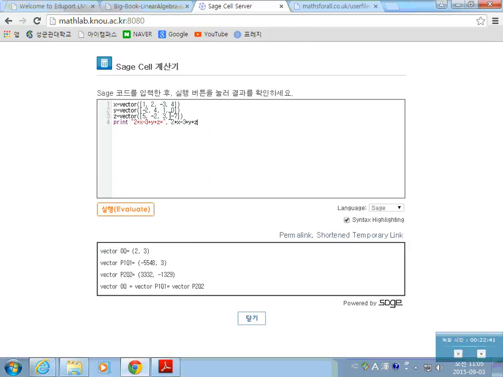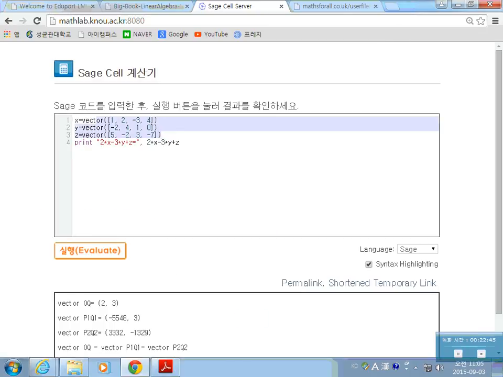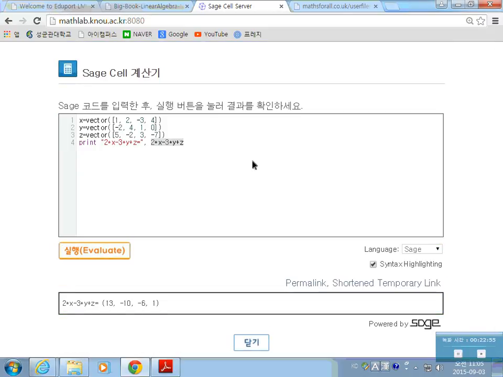This can be done on the computer like this. Define three vectors x, y, and g, and print 2x minus 3y plus g. Then you will see the answer like this. If you change the vectors, then you will have another linear combination of the given three vectors.